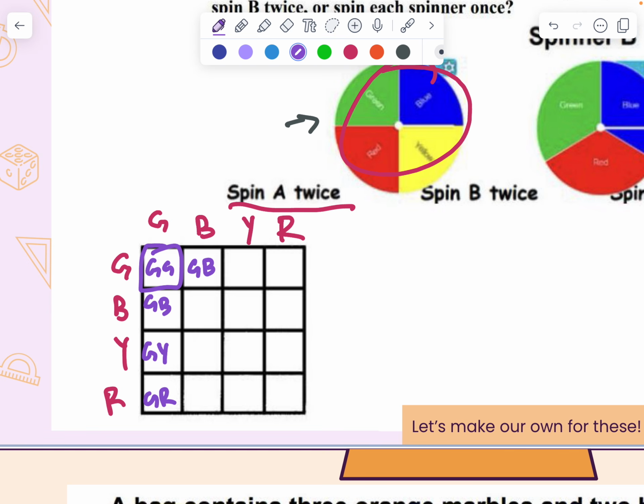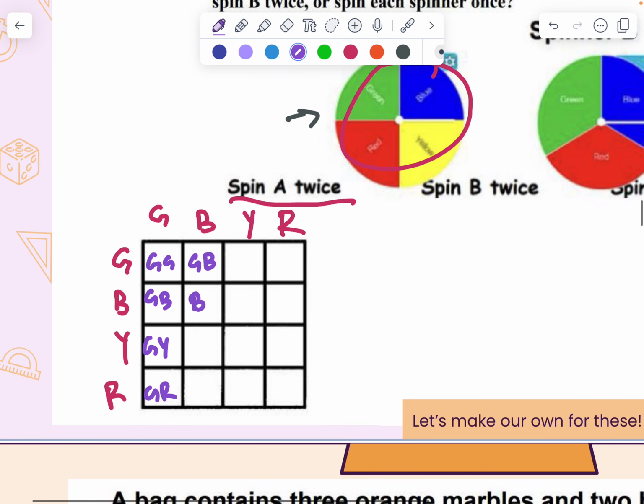This first one would be green-green, green-blue, green-yellow, and green-red. This one would be green and blue. This one would be double blues. This one would be yellow and blue. And then here's a purple square. Maybe I'll highlight that one. There's one purple square.